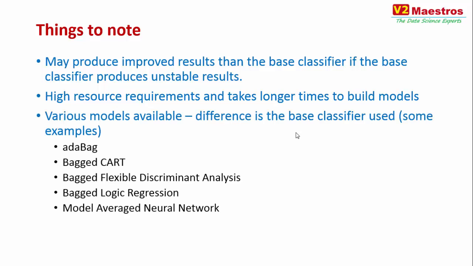It takes longer to build models, obviously, because it is building multiple models. And there are various implementations of bagging available, and they all use a different base classifier. Here are some examples like AdaBag and bagged CART. Bagged CART is using decision trees. Bagged flexible discriminant analysis: flexible discriminant analysis is a variant of linear regression, and then you apply bagging on it. With logistic regression, you can do bagging. There is another called model average neural network.